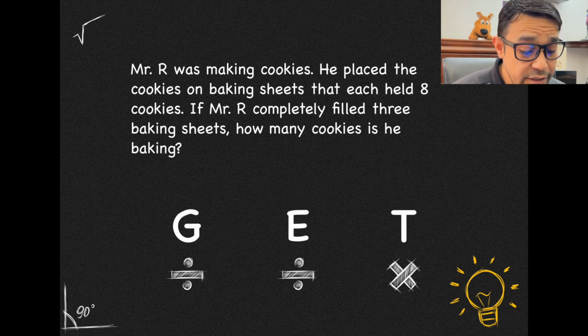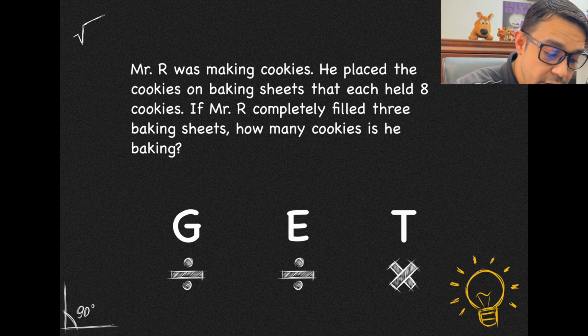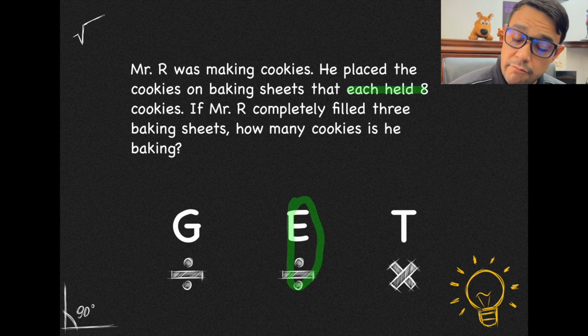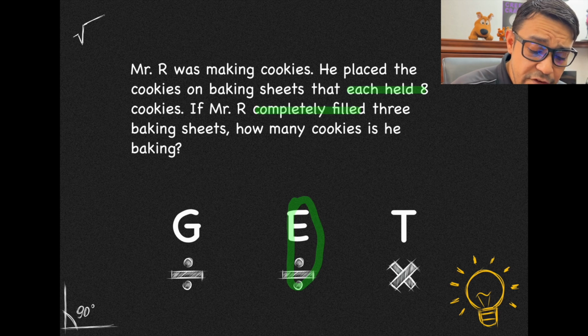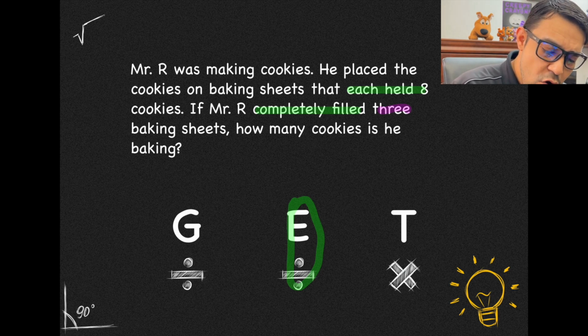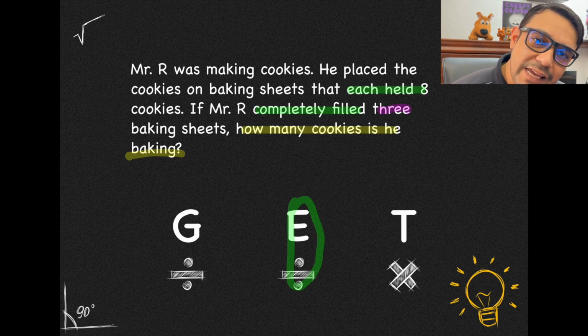Mr. R was making cookies. He placed the cookies on baking sheets that each held 8 cookies. Already we have one of our words. Each held 8. We have our each. Okay, easy peasy. If Mr. R completely filled 3 baking sheets, how many cookies is he baking?